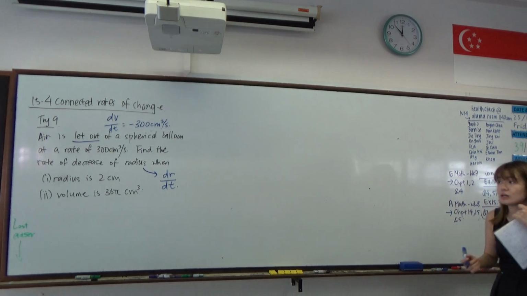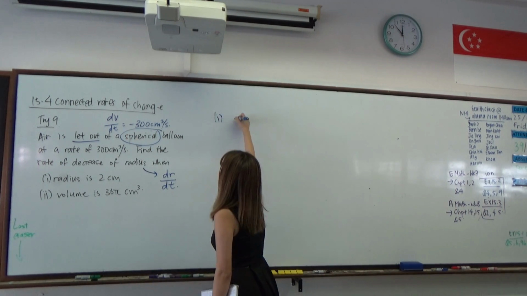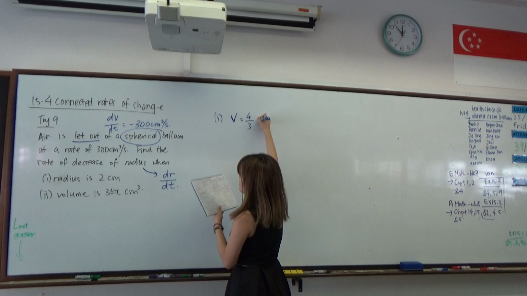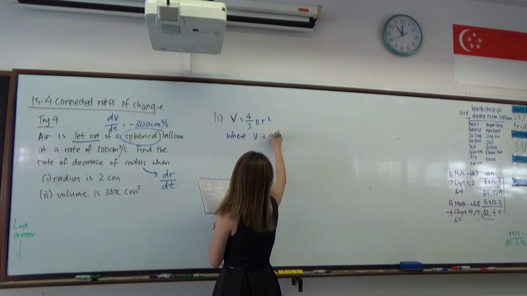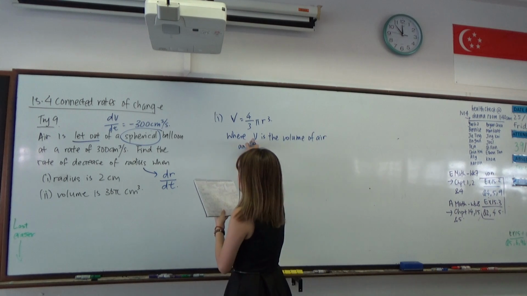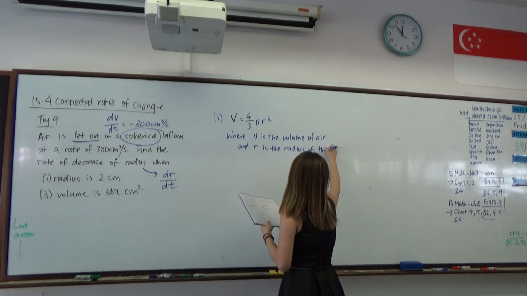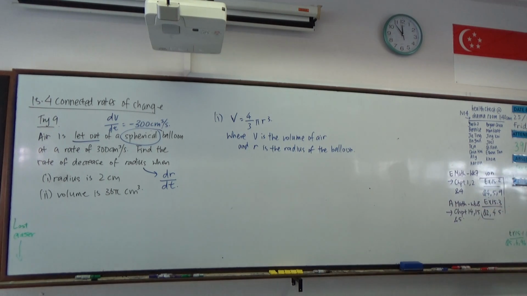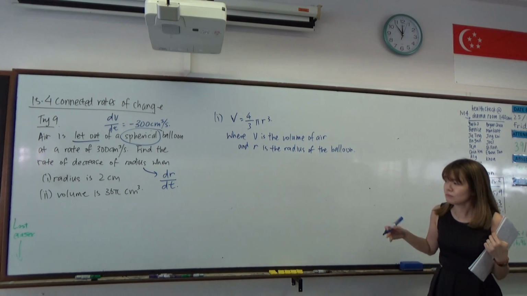We make use of the volume of a sphere because the question says spherical balloon. So what's the volume of a sphere? Good. V equals 4 over 3 pi r cubed, so we will make use of this formula. Define what V and r are, since the question did not define them.